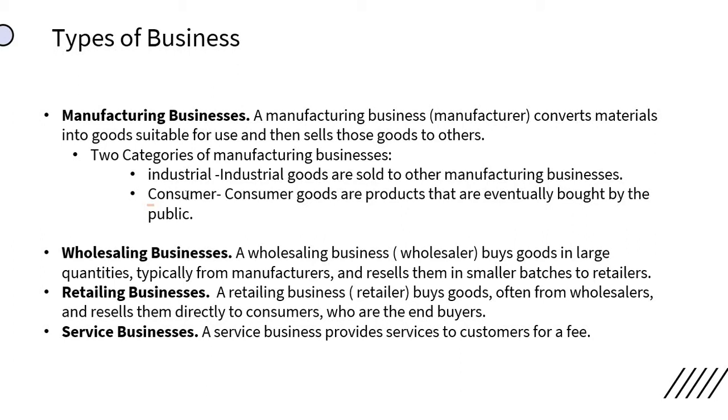Industrial goods are sold to other manufacturing businesses. For example, yung mga metals, plastics, parts, lumbers, heavy equipment, yun yung mga different industrial goods that are very essential in most manufacturing businesses. So, pag sinabi nating manufacturing business, it has two categories. Unang-una is the industrial goods, which includes the metals, the plastic parts, the lumbers, heavy equipment. So, they manufacture that kind of products.